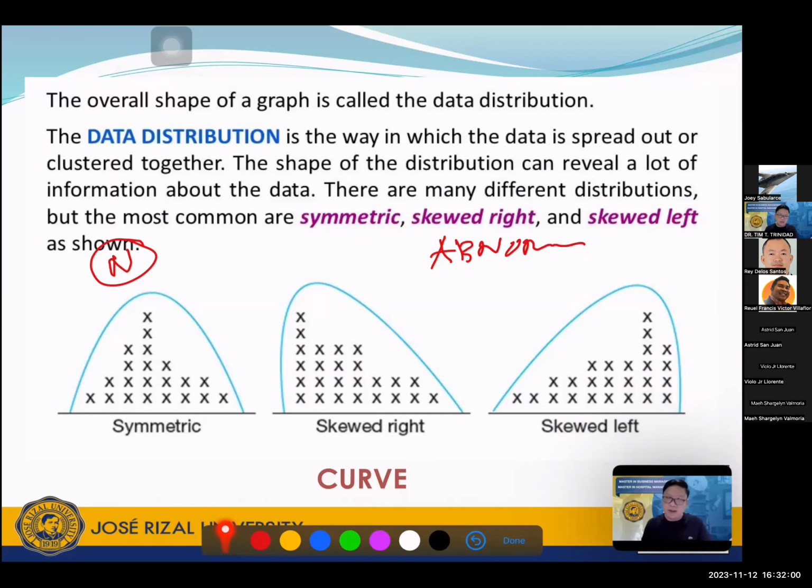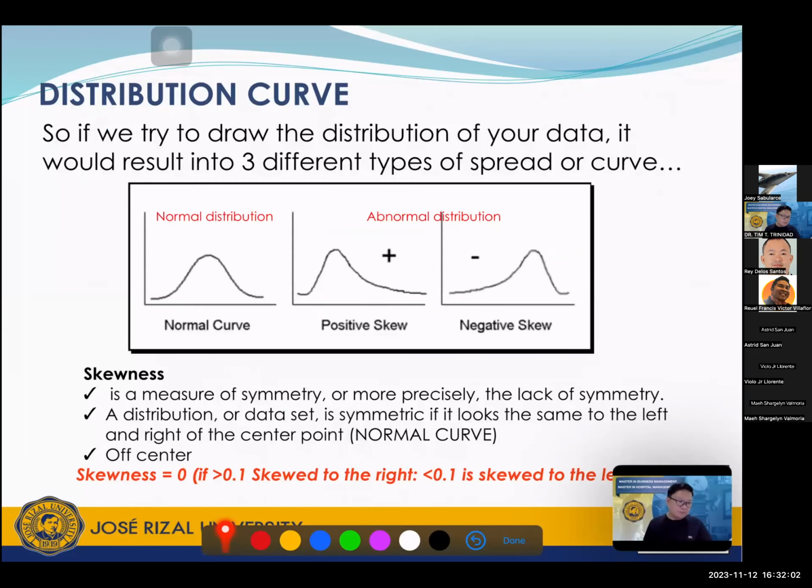So these are the possibilities if you plot down your data. If we try to draw them in a distribution, there will be three different types of spread that you will produce. Again, it can be normally distributed or become an abnormally distributed. Your abnormal distribution can be positively skewed or negatively skewed, meaning to say there is a tail that is present. If we produce skewness, hindi siya symmetrical, this becomes an abnormal distribution.